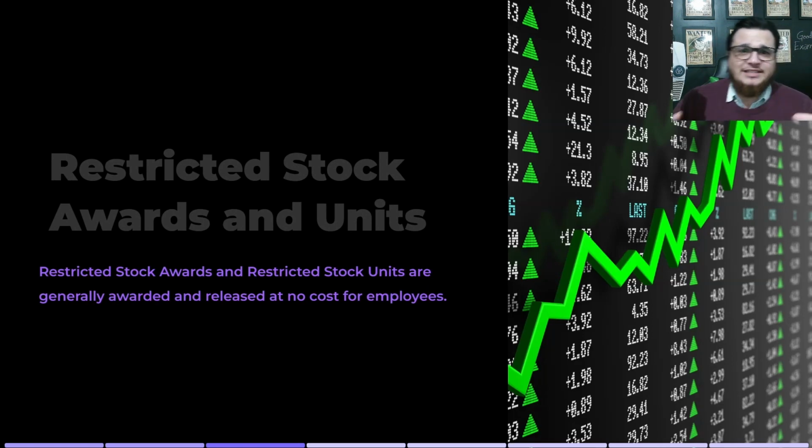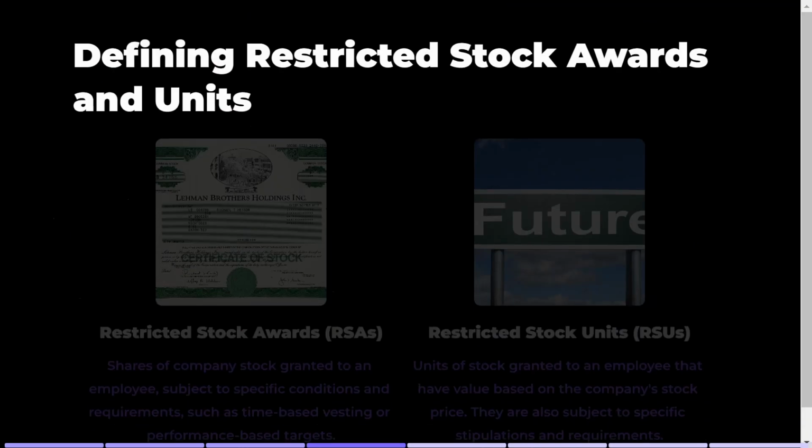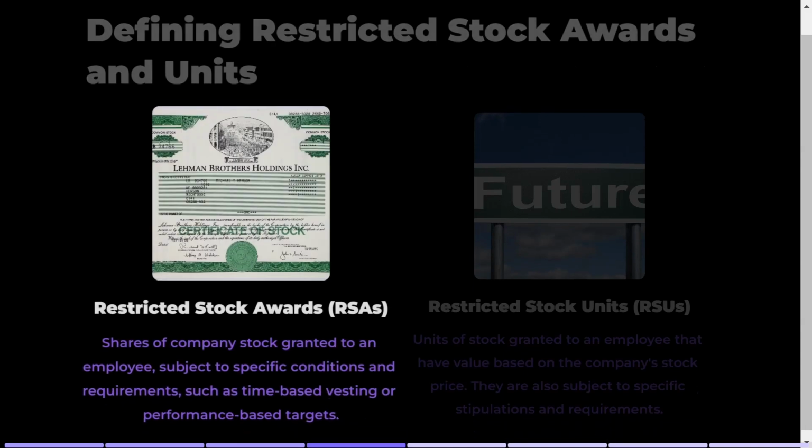Now, the main difference between them and options is that they are generally awarded and released at no cost, so the participant doesn't have to pay anything to get one of those. Now, defining restricted stock awards and units.